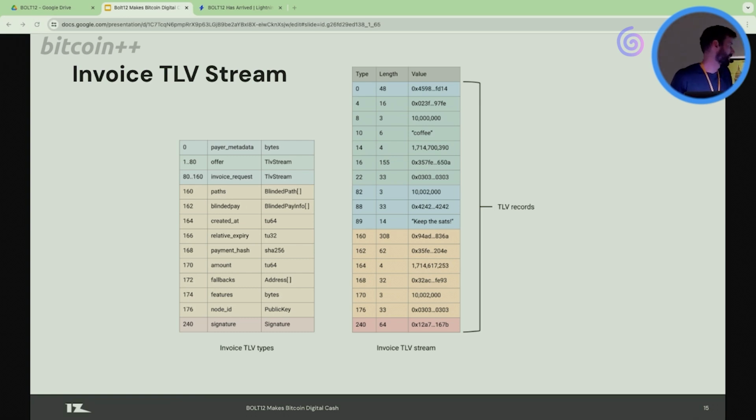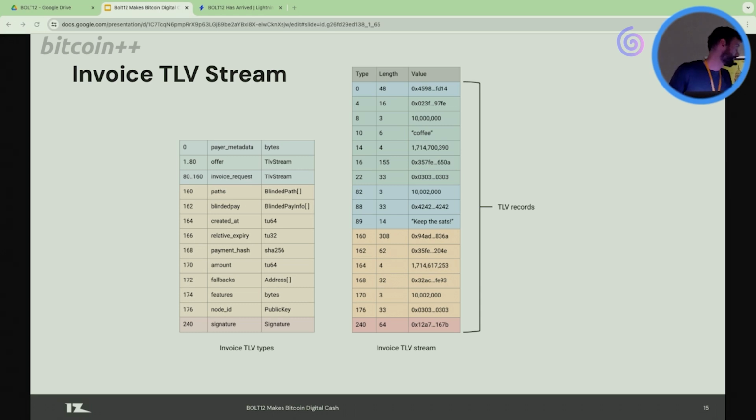There are some creation and expiration times. The payment hash: okay, so in BOLT11 we had a payment hash, and now we finally have our payment hash here. And the reason a BOLT11 invoice wasn't reusable is because of that payment hash there. And so an invoice here is not reusable as well. It's just that we have the offer as the precursor to it.